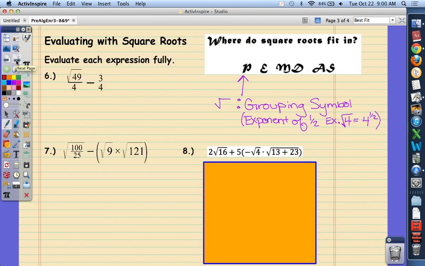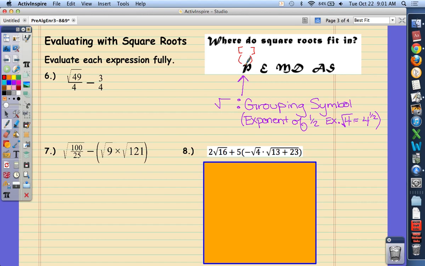So where do square roots fall into the order of operations? We don't see square roots anywhere in PEMDAS, but square roots or radicals are actually grouping symbols. So write that on your notes. This is a grouping symbol, which means it's in with the parentheses and the square brackets. You can also put a square root in that category. It groups something. So you should do whatever is inside of the radical first.